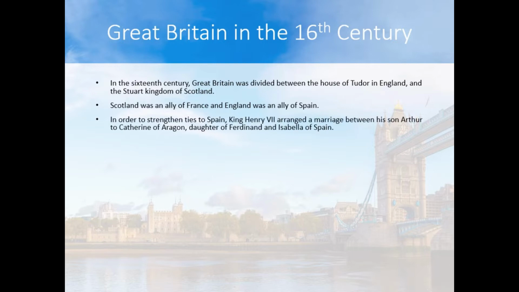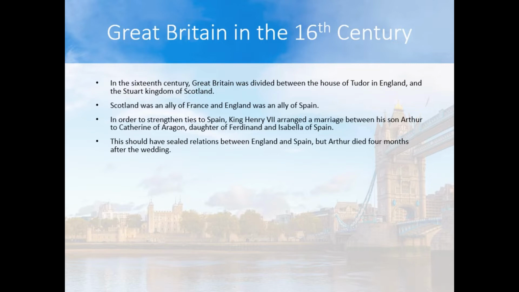In order to strengthen ties to Spain, King Henry VII arranged a marriage between his son Arthur to Catherine of Aragon, daughter of Ferdinand and Isabella of Spain. This should have sealed relations between England and Spain, but Arthur died 4 months after the wedding.